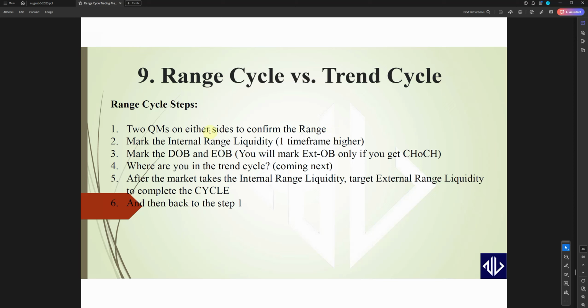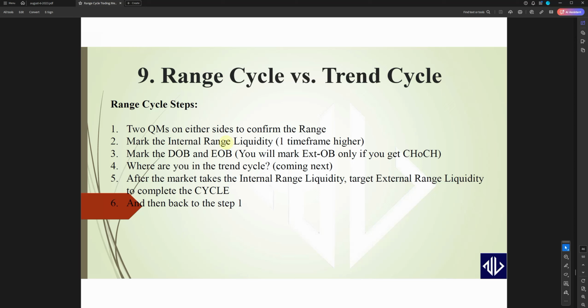And once we have confirmed the range, what do we do? We mark the internal range liquidity, but one time frame higher. So if we are on the 3-minute time frame and we have the range on the 3-minute time frame, we will mark the internal range liquidity on the 15-minute time frame. And similarly, if we have the range on the 15-minute time frame, we will mark the internal range on the H1 time frame. So just one time frame higher, we will mark the internal range liquidity.